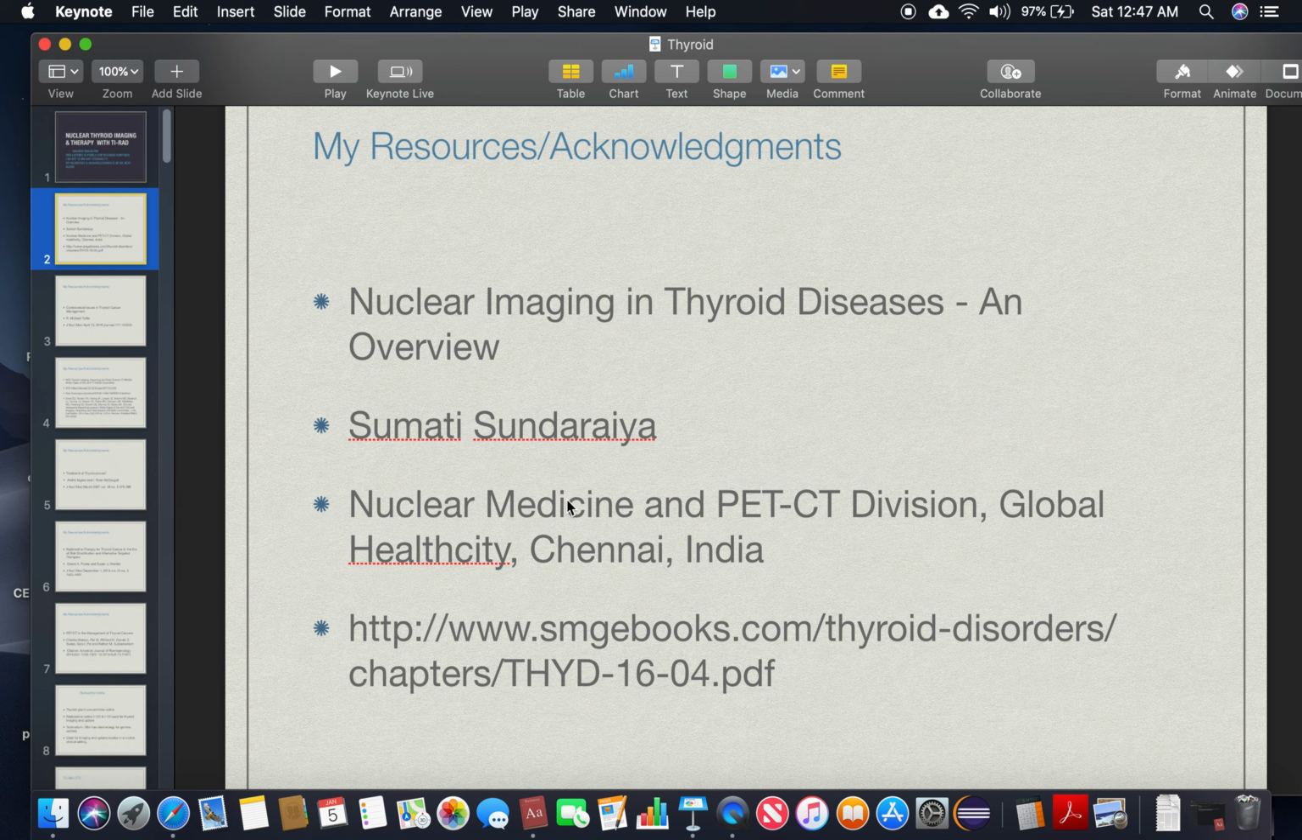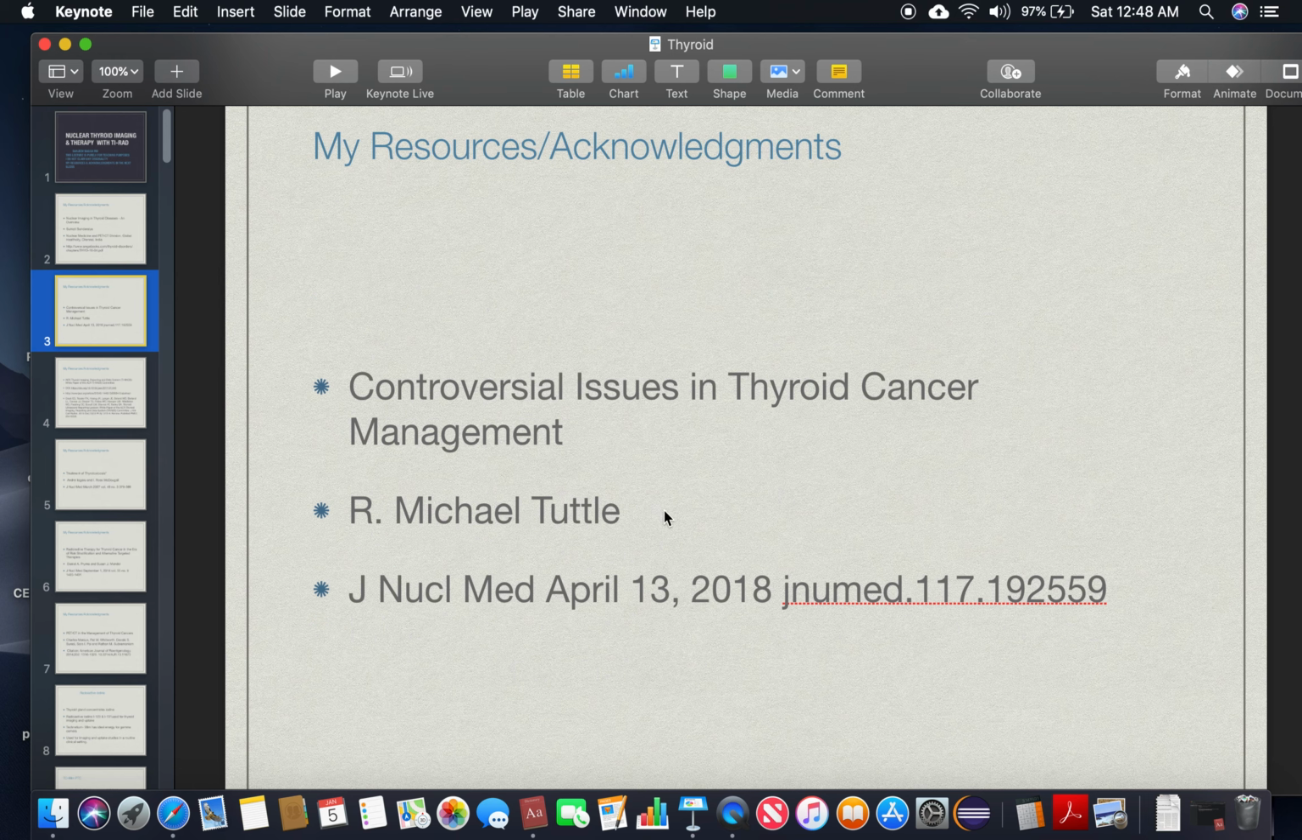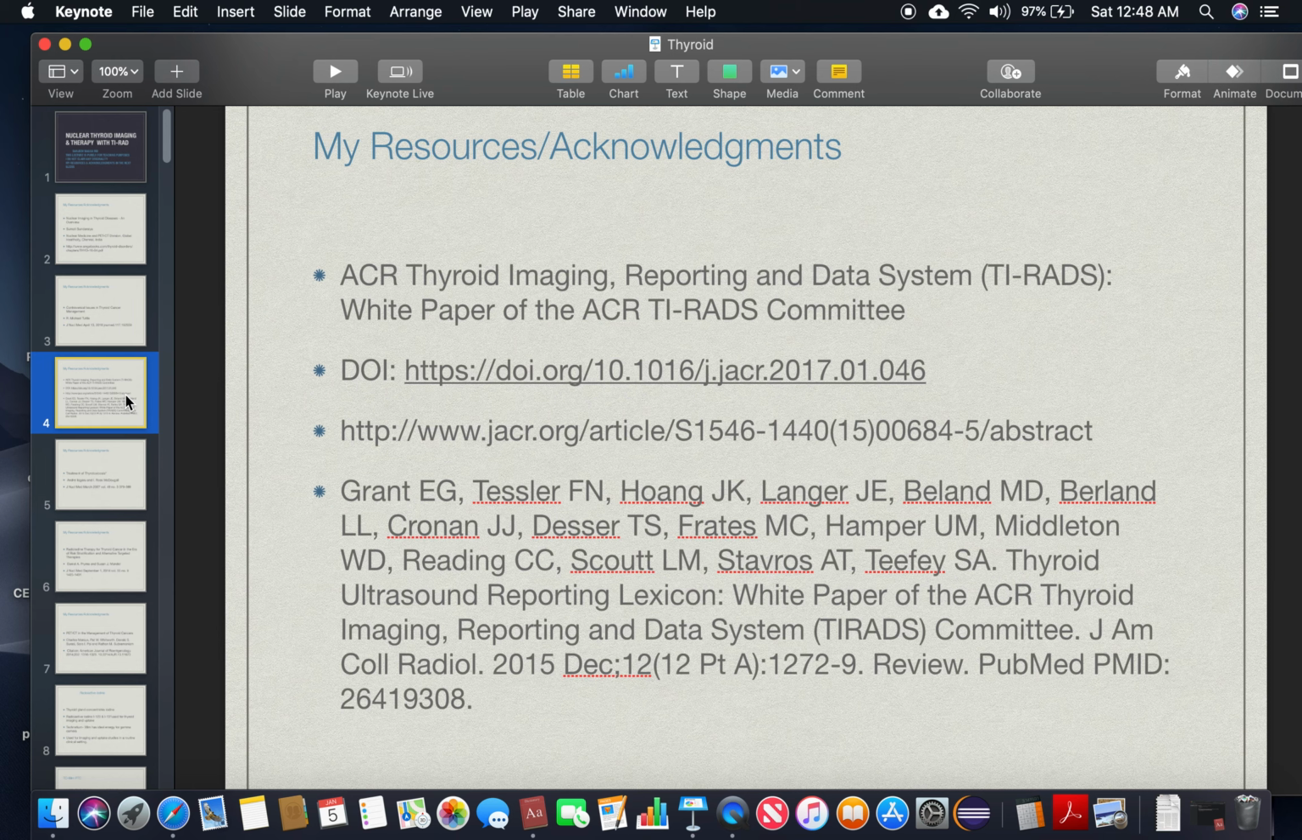My first acknowledgement and resource is an excellent article that I found on the web by Dr. Sumathi Sundaraiya from Chennai, India. And the next is Controversial Issues in Thyroid Cancer by Michael Tuttle, published in the Journal of Nuclear Medicine. I used the TI-RADS Atlas from the ACR Thyroid Imaging Reporting and Data System.